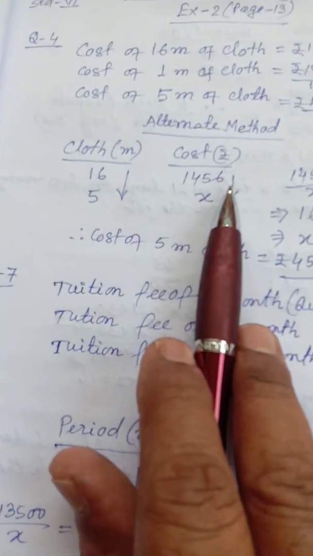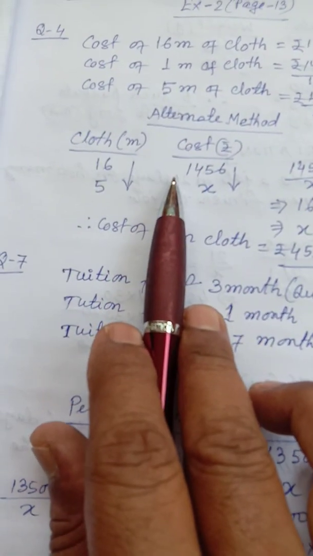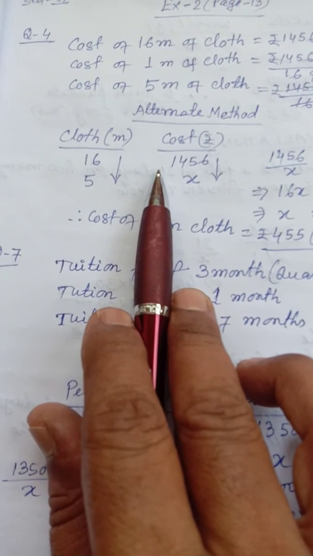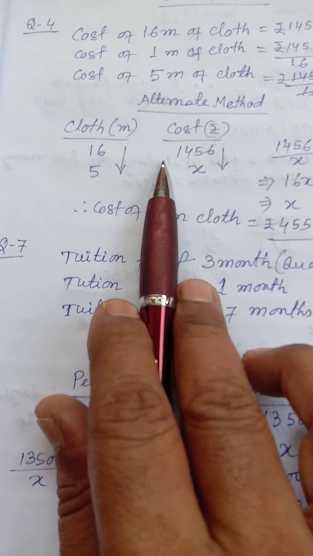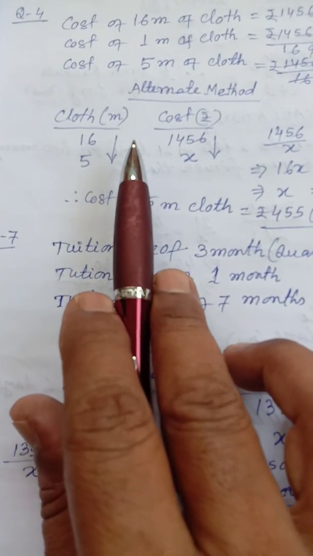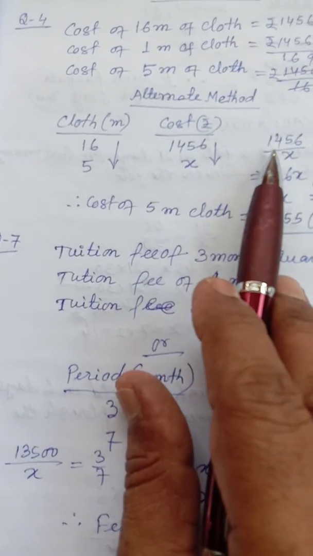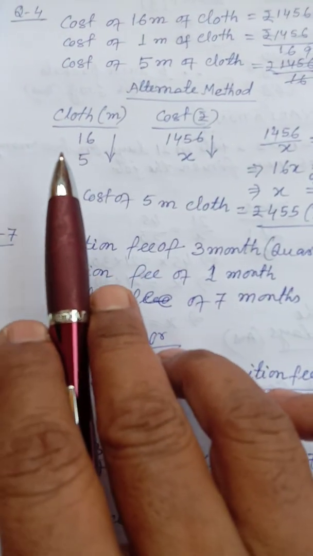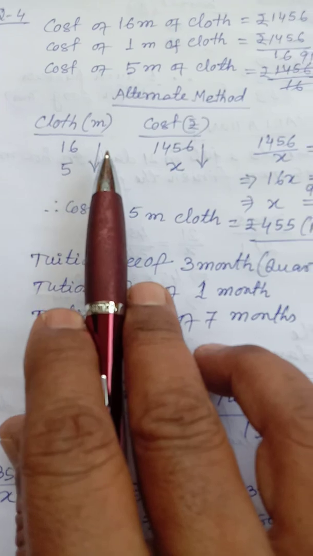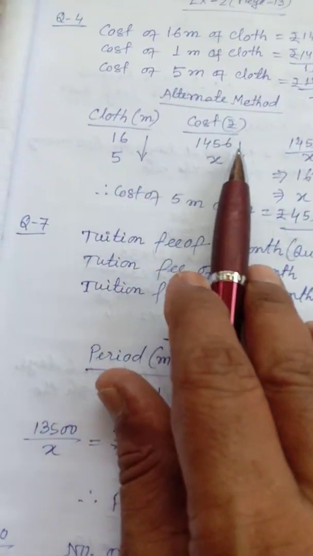Therefore, by going through the sum, you should be able to know whether it is a direct variation sum or an inverse variation sum. Direct variation means if you increase the quantity, the cost also increases; if a decrease happens, the decrease follows. That is direct variation. So in this case, it is direct variation only.